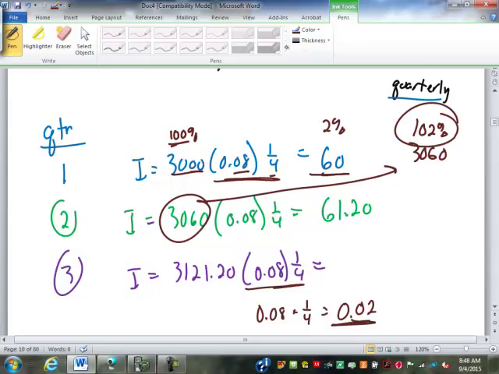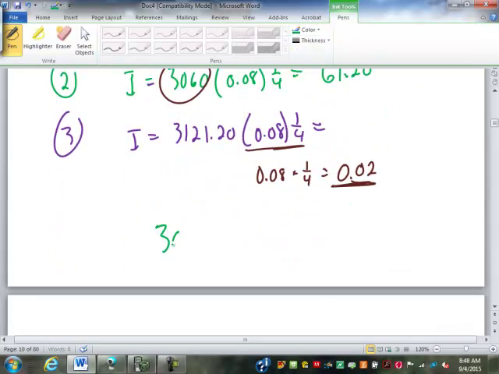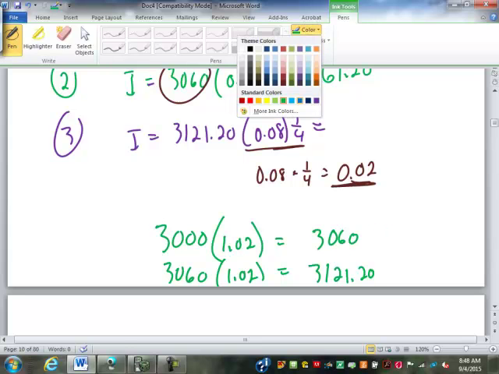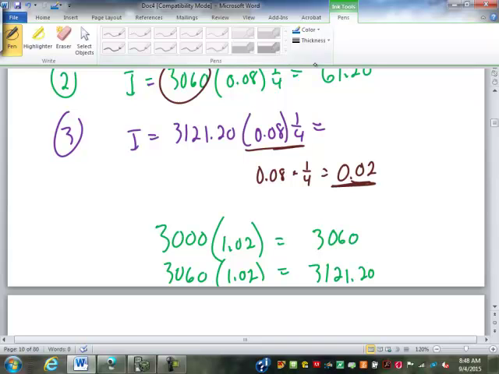Makes sense? So what that means is at the end of the first quarter, I'm at 102% of what I started with. So I make 102 into a rate, which would be 1.02. I get 3,060. I do 3,060 times 1.02. I get $3,121.20. So each quarter, all I have to do is multiply by 1.02 to get the ending balance. That shortens it up some, but I still don't want to have to do that 12 times.